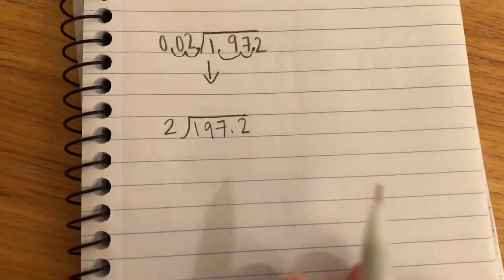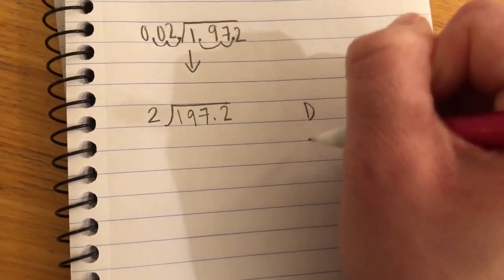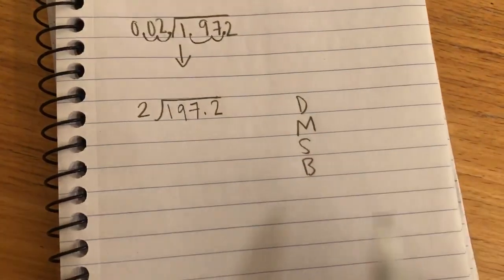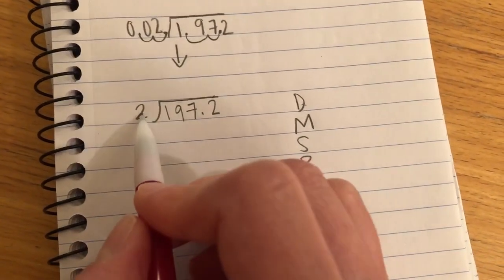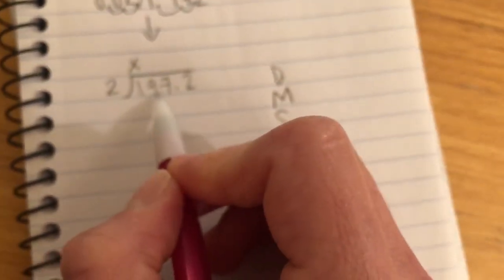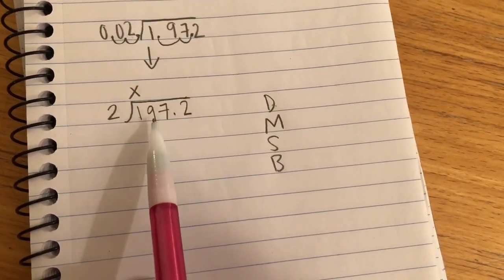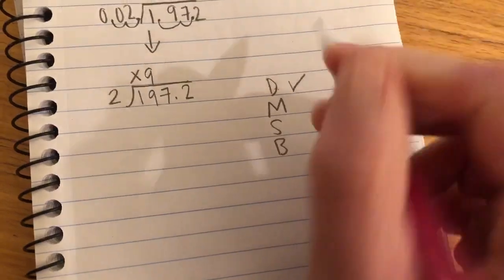So now that I've done that, I'm going to write my long division steps over here on the side and check them off as I do them. So divide, multiply, subtract, and bring down. I'm going to start with divide. I'm asking myself how many times 2 divides into 1. 2 cannot go into 1, so I'll put an X there as a placeholder. And then I'll move over to the 19. 2 divides into 19. It goes in 9 times. So I'm going to put a 9 up here, and I'm going to check off that division step.